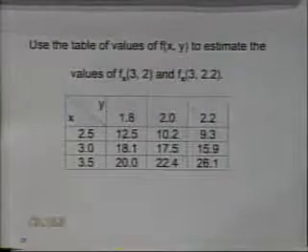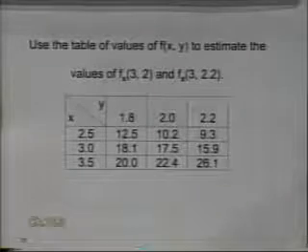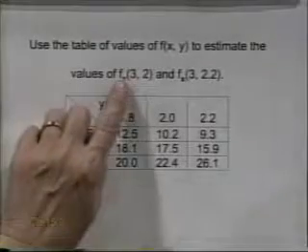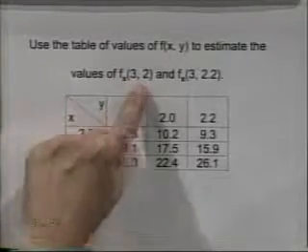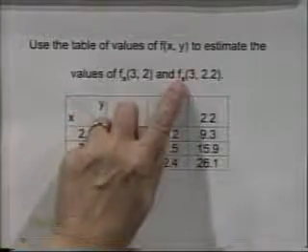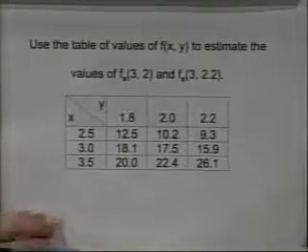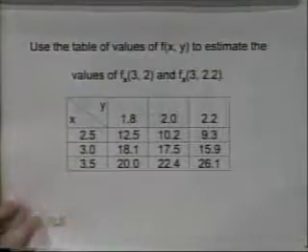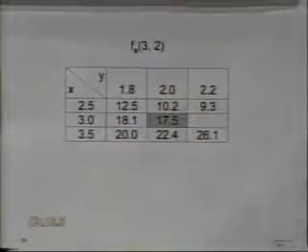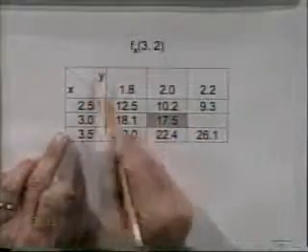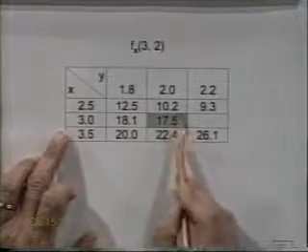Use the table of values of f of x, y to estimate the values of the partial of f with respect to x at the point (3, 2), and the partial of f with respect to x at the point (3, 2.2). All right, so now remember, the first one I want to do is the partial of f with respect to x at (3, 2). Notice this is my x column, this is my y column, so here's my (3, 2).